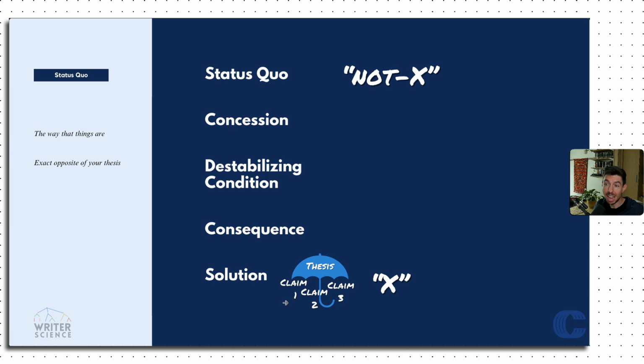Okay. Next part is called the concession. Now the concession is where you show what's good about the status quo, what's right or true about it, because we're going to be arguing against it. So you don't want to walk in and say, the status quo is completely trash. Those people, they're so stupid. Here, I'm the right one. Okay.